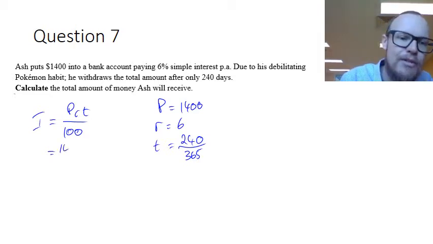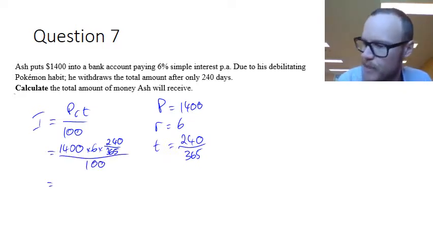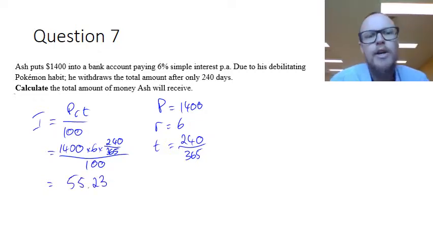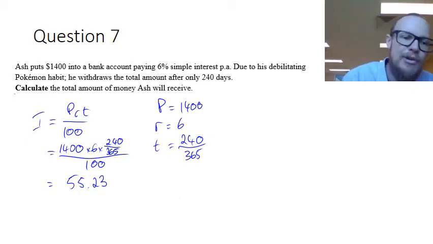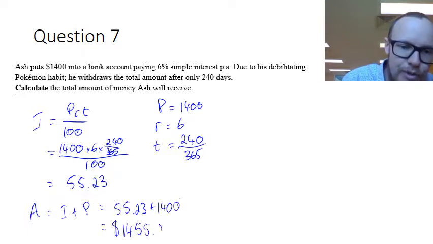So we can substitute those in. 1,400 times 6 times 240 over 365 divided by 100. And if we pop that into our calculator, we get 55.23. That's the amount of interest that Ash is going to receive, but it's not the total amount. The total amount, A, is the interest plus the principal, which is equal to 55.23 plus the 1,400. So the amount that he will receive is $1,455.23.